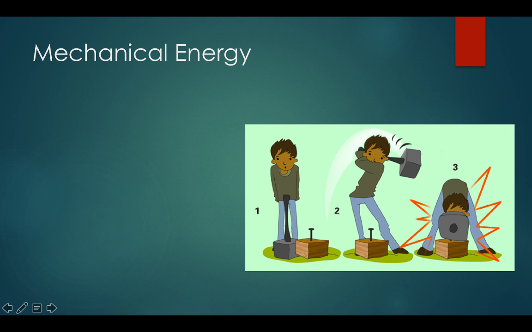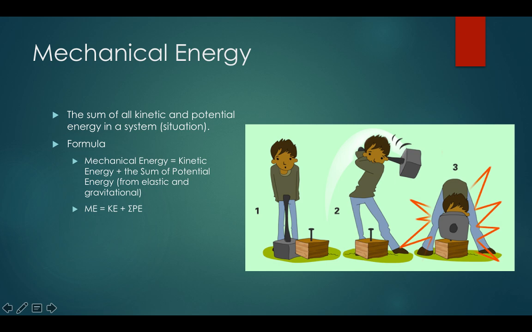Now this plays into an idea called mechanical energy. Mechanical energy is the sum of all kinetic and potential energy in a system. Now a system is just kind of like a situation. It's something that you look at. Like right here, this would be a system. It's a guy who is smacking a nail on a board. The formula for mechanical energy is going to be kinetic energy plus potential energy.